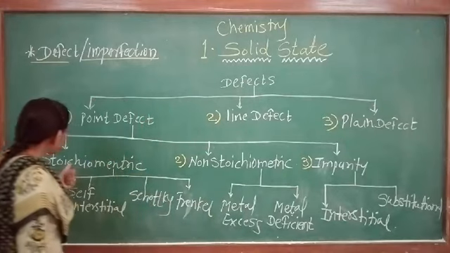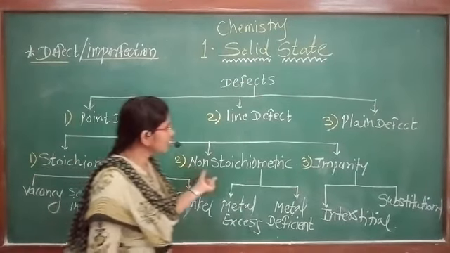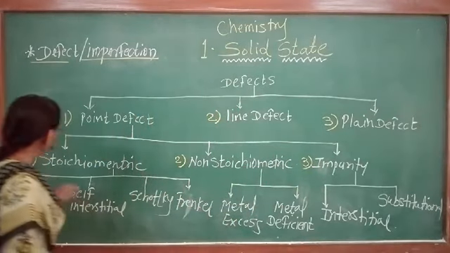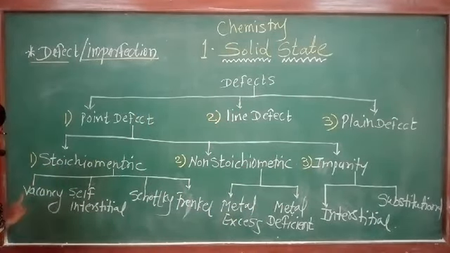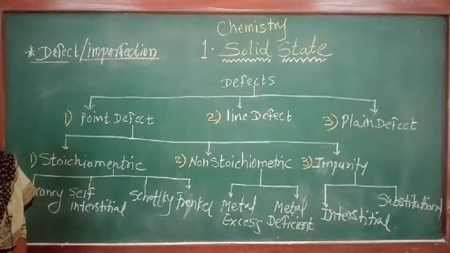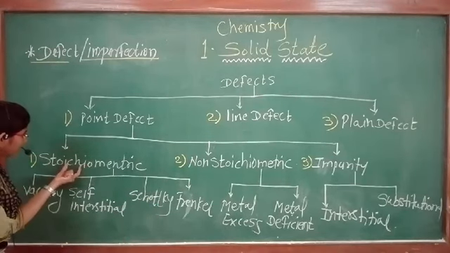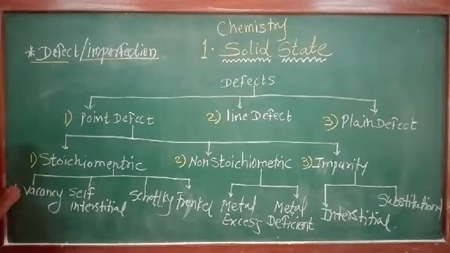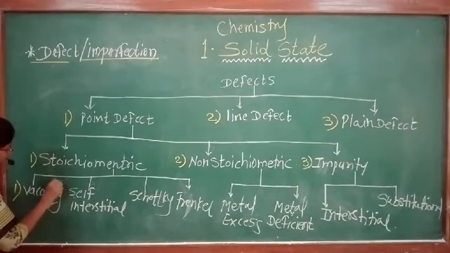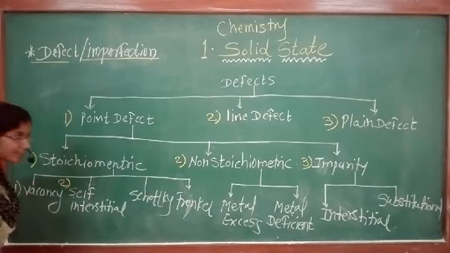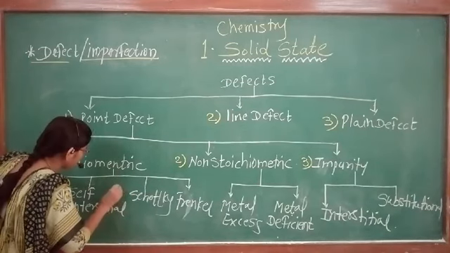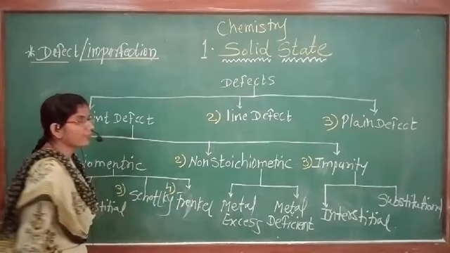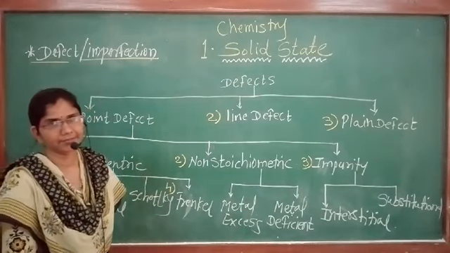Further, the stoichiometric defects are classified into four types. The first one is vacancy defect. The second one is self-interstitial defect. The third one is Schottky defect, and the fourth one is Frenkel defect.